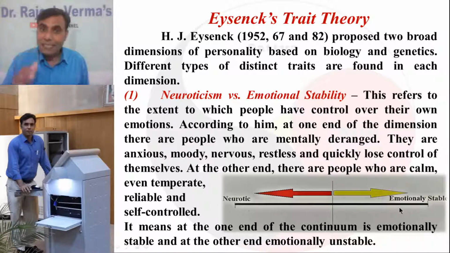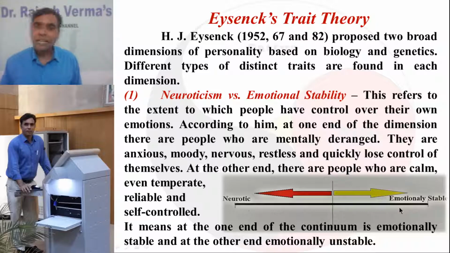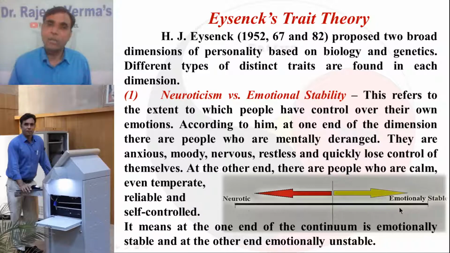So this is the one dimension that Eysenck proposed, which contains two ends. At one end, there are emotionally stable people. At the other end, people are neurotic. And he defined the characteristics of both types of people. It means at one end the continuum is emotionally stable, and at the other end, emotionally unstable. So this is the first dimension Eysenck proposed in his trait theory.